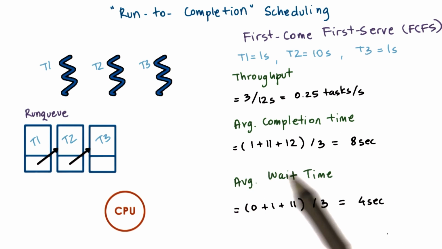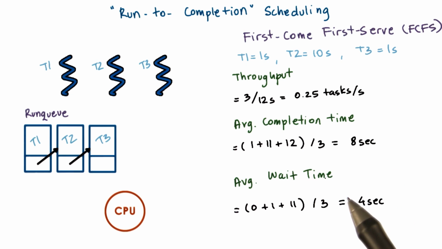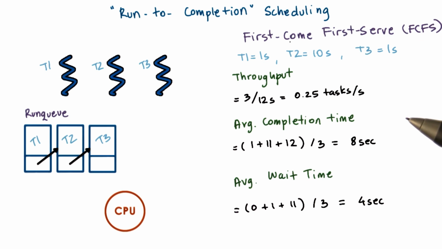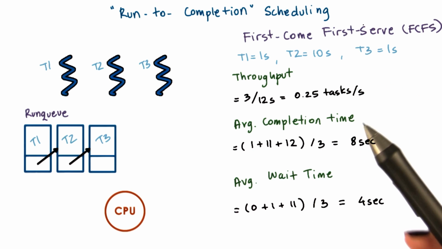If we're interested in the average wait time for the three tasks in the system, then the first task started immediately. The second task started a second later because it had to wait for T1 to complete. And then the third task had to wait for 11 seconds before it started executing. So the average wait time for these three tasks is 4 seconds. So we have a simple scheduling algorithm. However, probably we can do a little bit better in terms of the various metrics that we are able to achieve with this algorithm when we try something else.